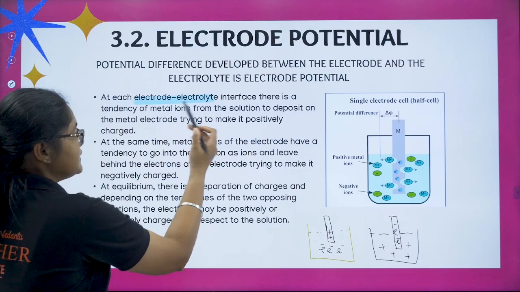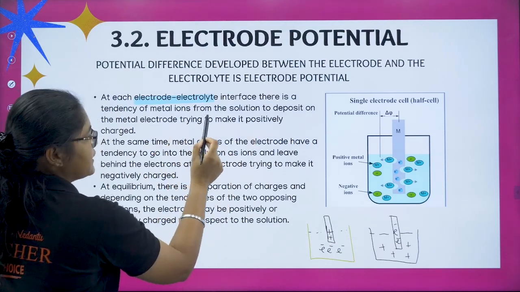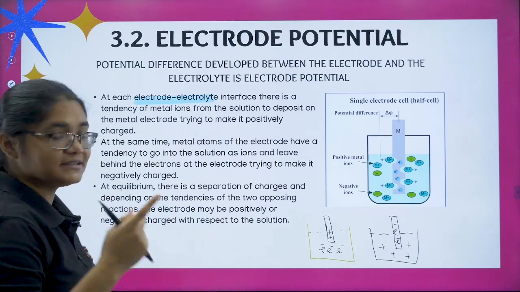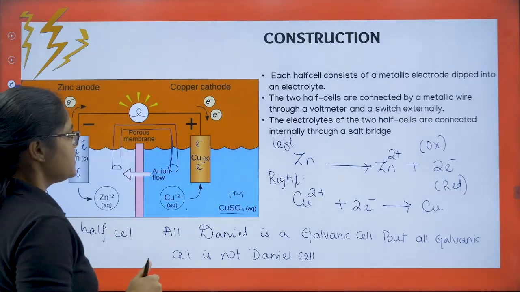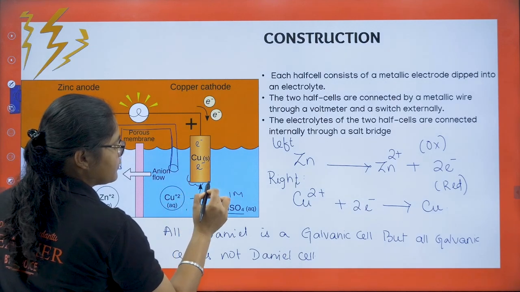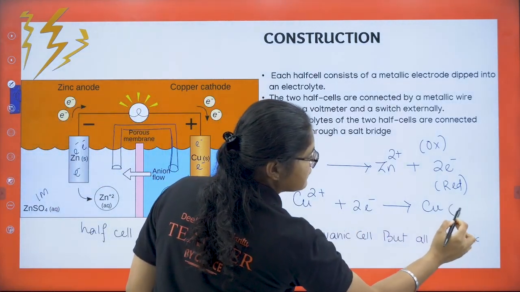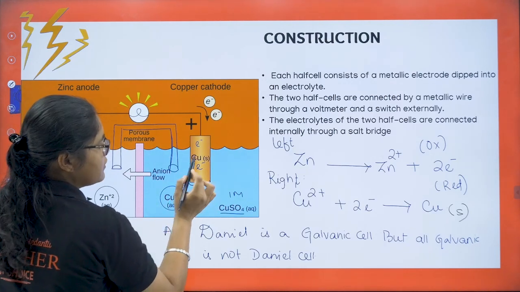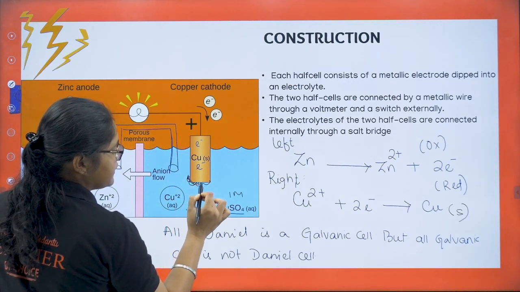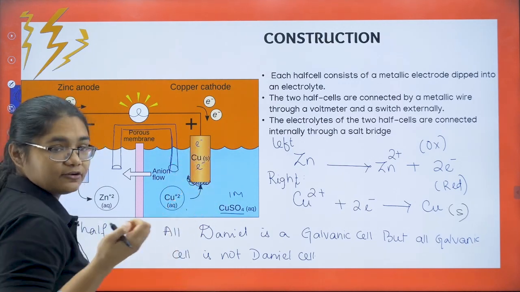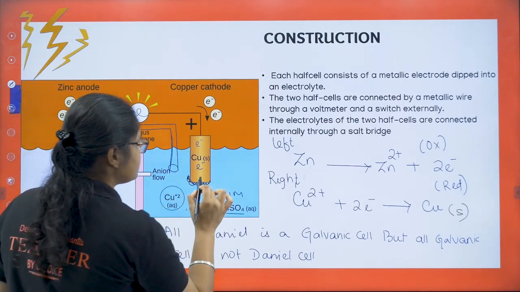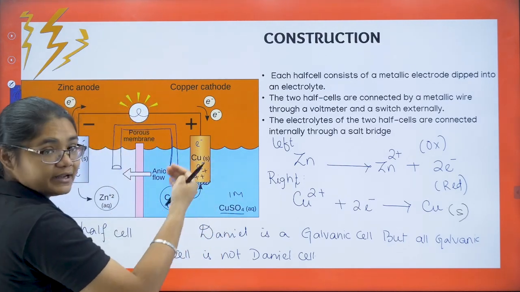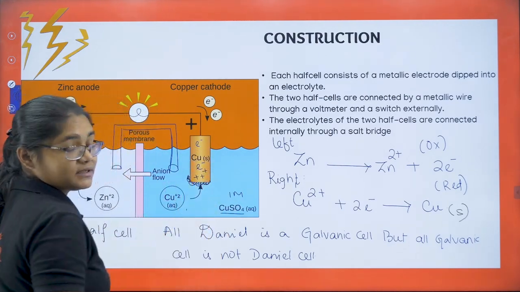So there is a possibility that the metal ions from the solution deposit on the metal electrode, trying to make it positive. If you have seen the copper side, what is the copper doing? Copper is depositing on the metal rod, right? When you see Cu2+ plus 2 electrons gives you copper, this copper is solid. So Cu2+ goes towards this electrode, takes these electrons and gets deposited there. Now it is absorbing all the electrons of this metal, so this rod becomes positively charged. Electrons are coming, but copper is taking all the electrons, and that is why it becomes positively charged.